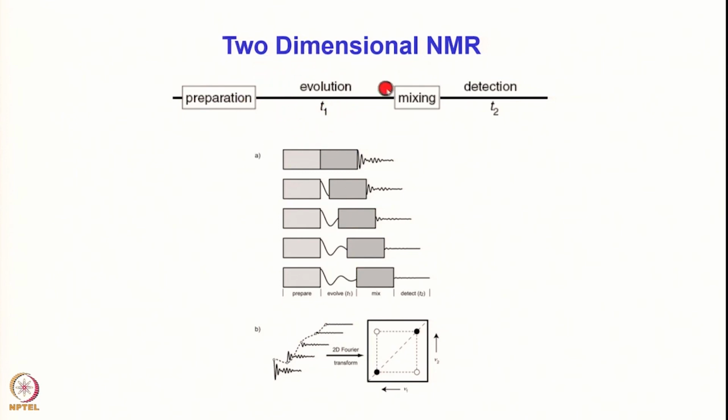Then you have what is called a mixing time. We have come across this mixing time and also such concepts earlier. When we talked about the NOE, we talked about the mixing, okay. And then we have the detection time, which is called T2. This is where the actual FID is collected.